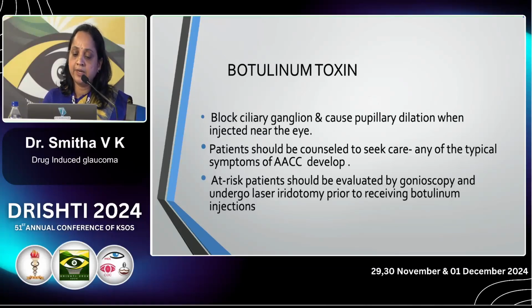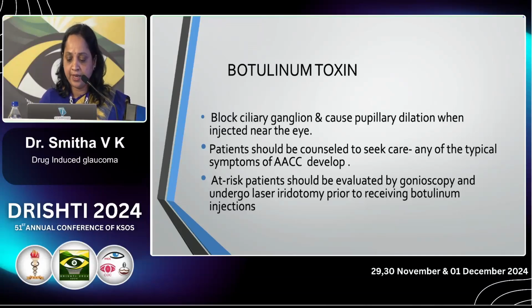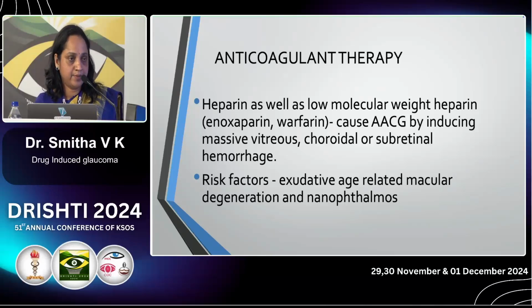So patients should be counseled to seek care if any of the typical symptoms of angle closure glaucoma occur. At-risk patients should be evaluated by gonioscopy and should undergo laser PI prior to receiving botulinum injections. Anticoagulants cause massive vitreous, choroidal or subretinal hemorrhage and cause forward movement of the lens iris diaphragm. The risk factors include exudative ARMD and non-ophthalmos.